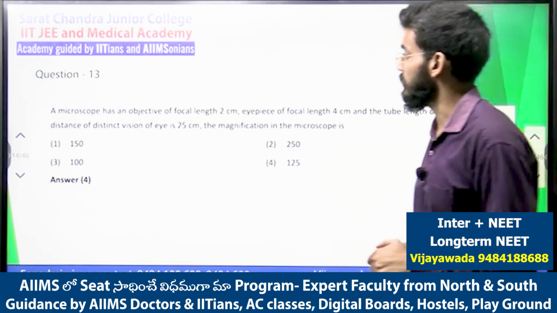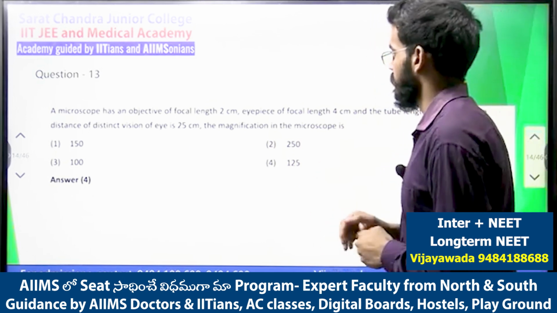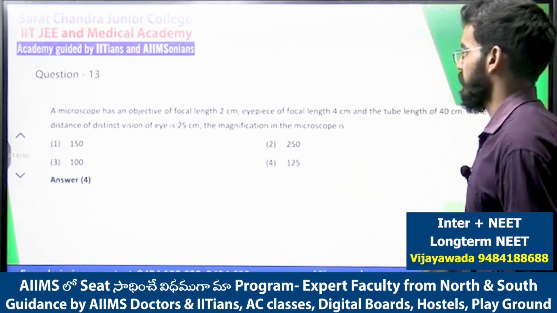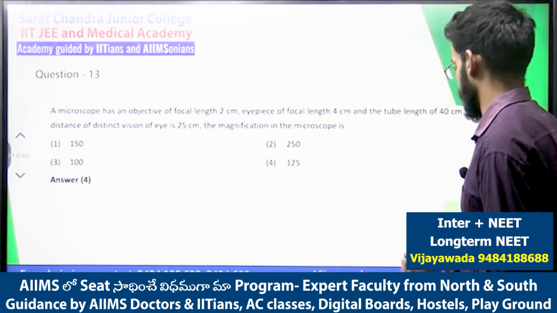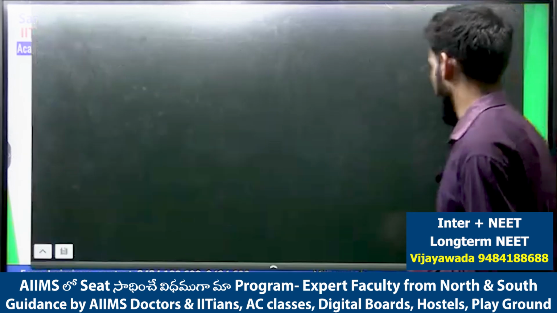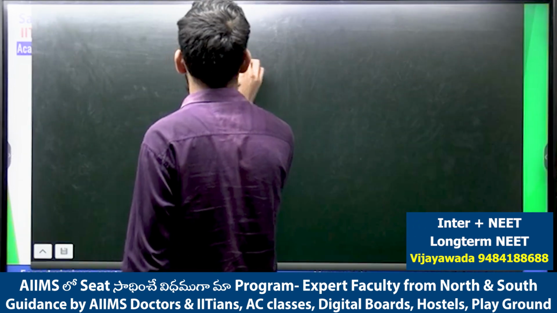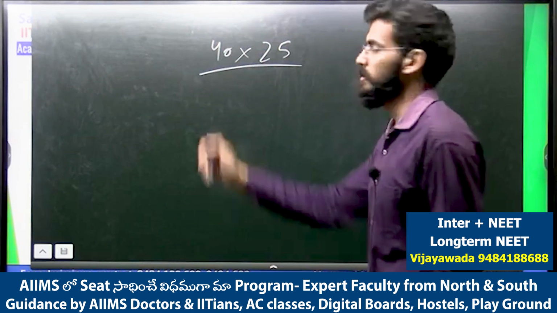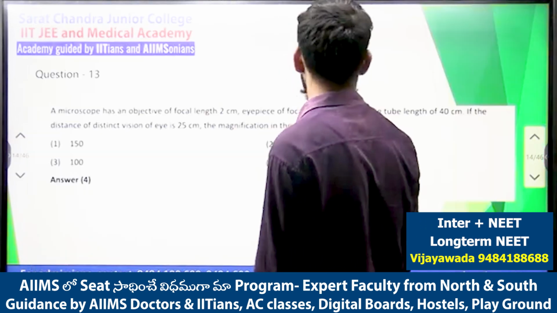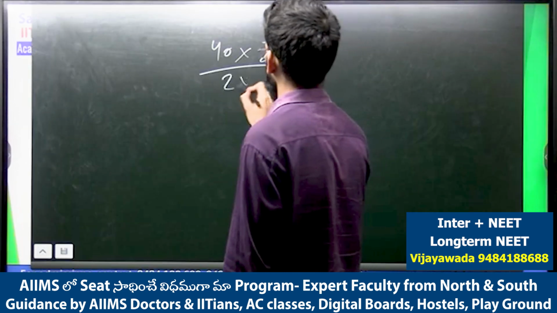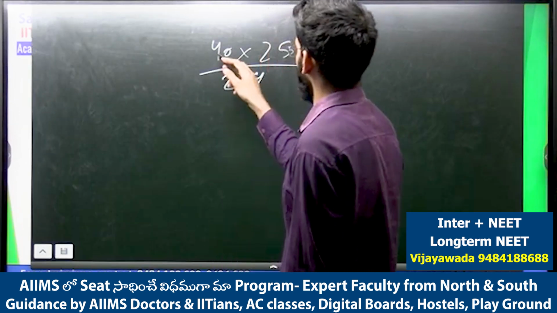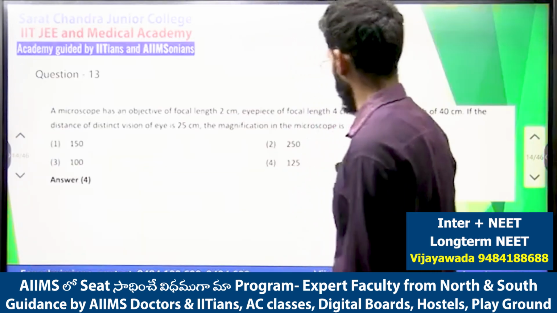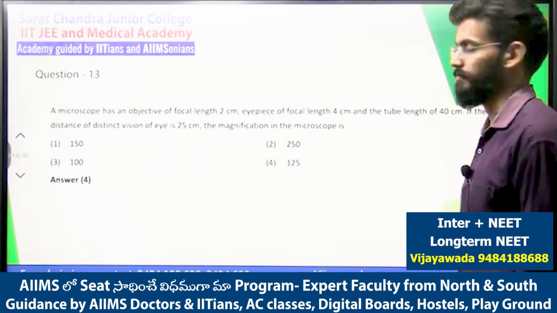Next, 13th question. A microscope has an objective focal length of 2 cm, eyepiece focal length of 4 cm, tube length 40 cm, and capital D is 25 cm. The magnification is asked, so apply the magnification formula: tube length 40 into distance of distinct vision 25, divided by f_o and f_e, right? That is given as 2 and 4. That's it. Answer came 125. Fourth option. That's it, this much only.